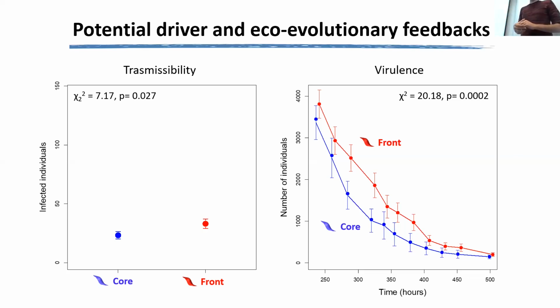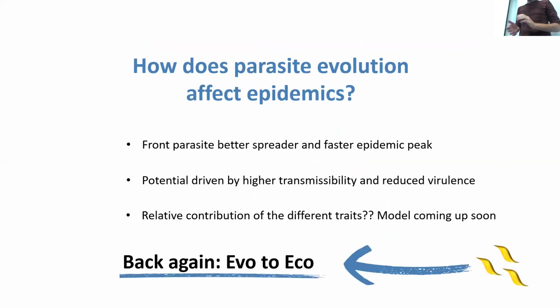So this is really work in progress, because we got our hands on the final data like a month ago or so, maybe less. So we don't jump to conclusions, but still, what we observe is that the front parasite is a better spreader and produces a faster epidemic peak. And this could be explained by just two simple traits, transmissibility and reduced virulence.